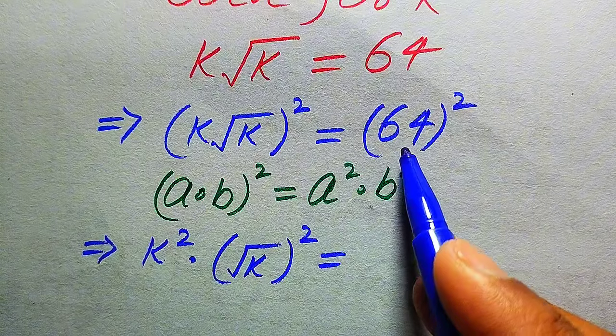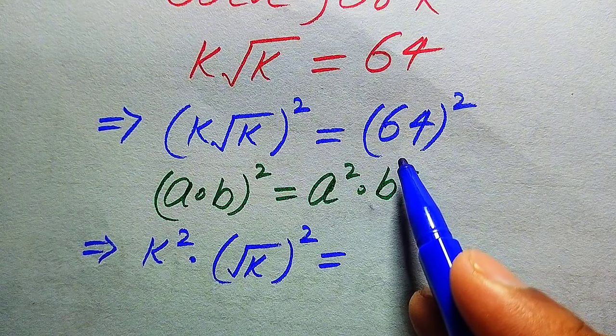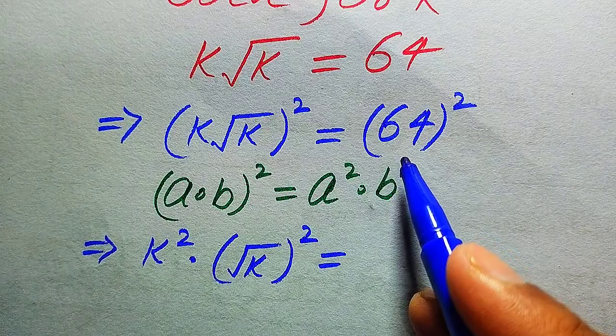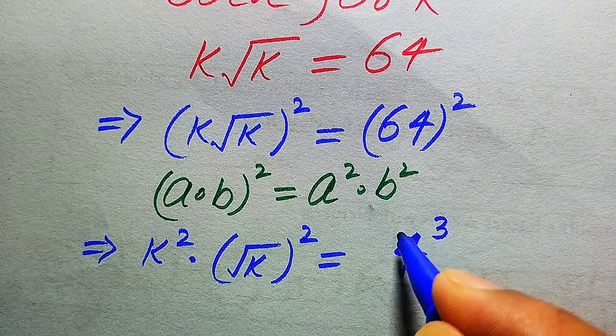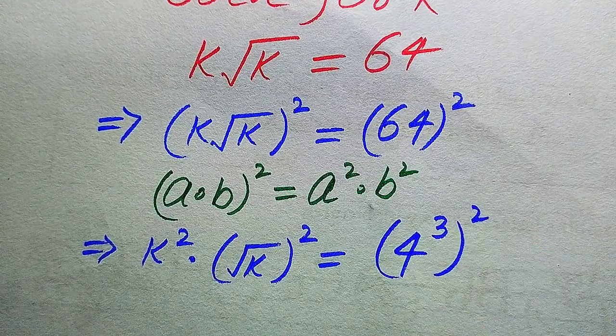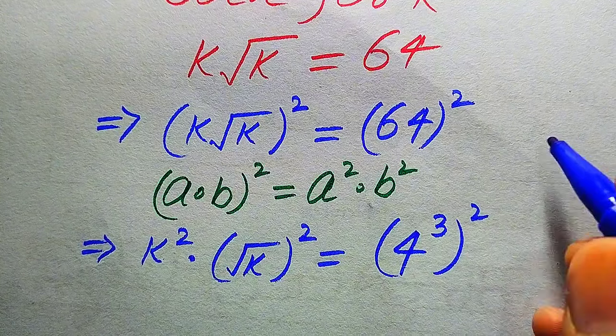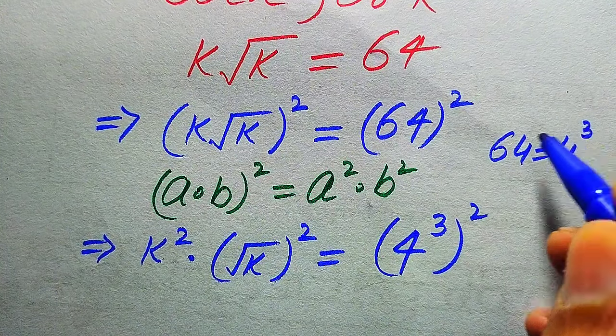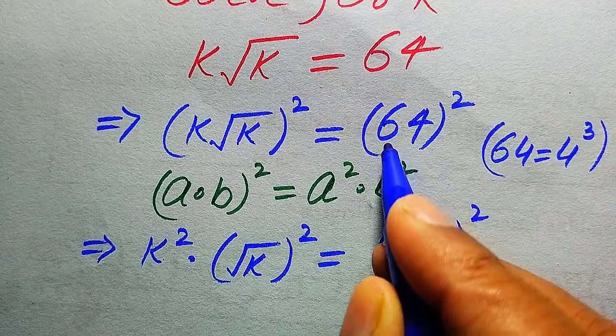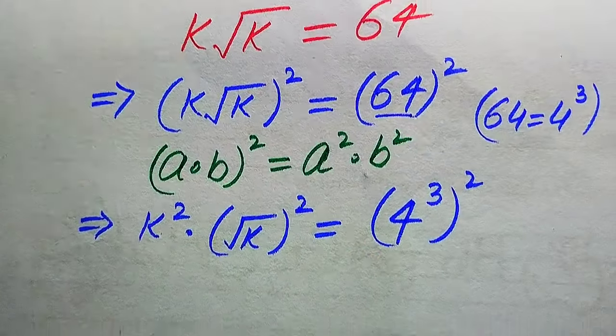is equal to, here we have 64, and we write 64 in the prime factors form. We know that the prime factors of 64 are 4 cubed, and its whole square. In other words, 64 is equal to 4 cubed. So we replace this 64 with 4 cubed.